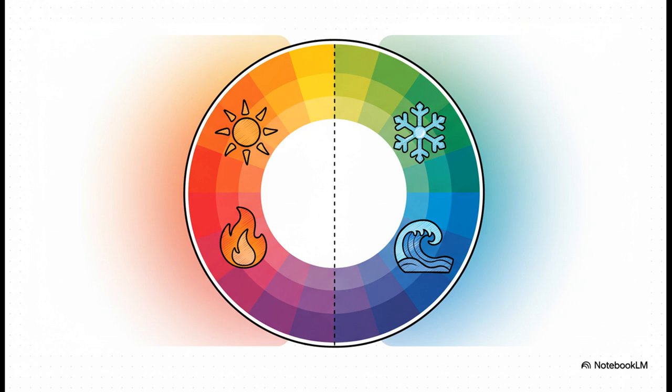It's no surprise that so many fast food brands use red and yellow, right? Now, on the other side, you've got the cool colors, blues, greens, violets. Think of the sea or the forest. These feel peaceful, calm, and stable. They tend to recede. It's why you see so much blue in banks and hospitals.